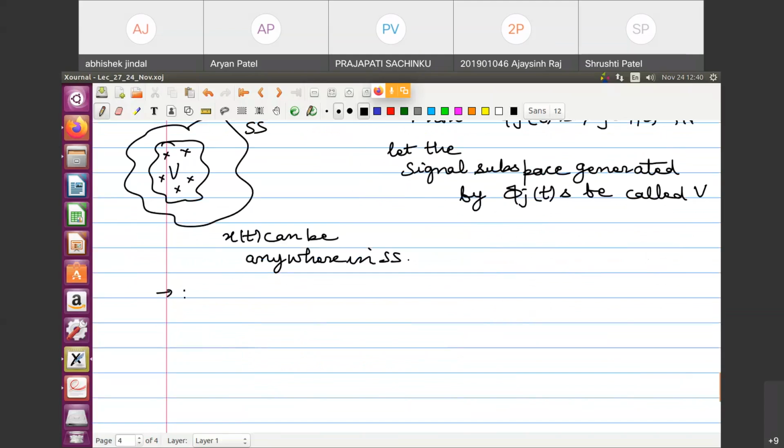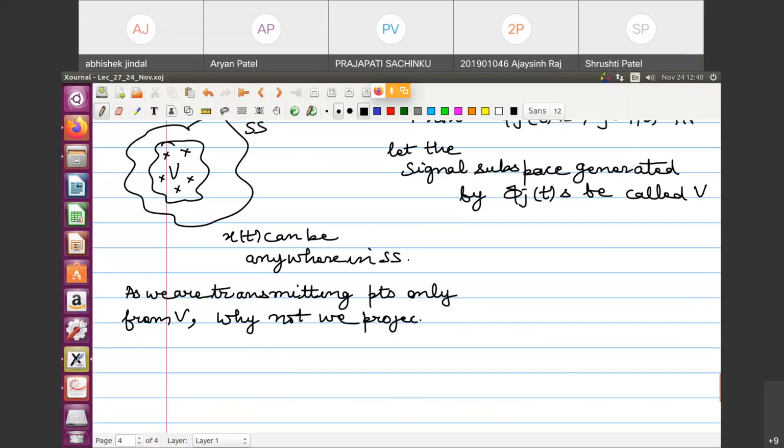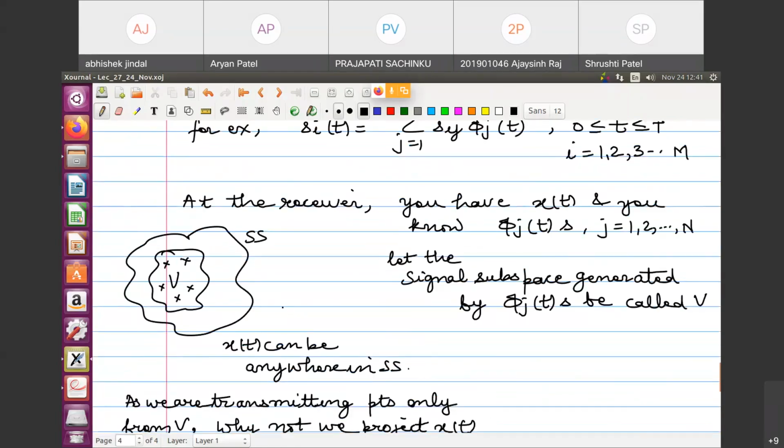Okay, so why not, let me write, because we transmit points only from V, let me write it in that manner, as we are transmitting only from V, why not we project x of t on V and then do the detection. ओके, मीन्स कि क्या possible, हम x(t) का जो component है V, मतलब V ने क्या contribute किया है x(t) में, अगर वो पता चल जाए आपको तो हम उसके ऊपर detection करेंगे तो वो obvious approach होगा.